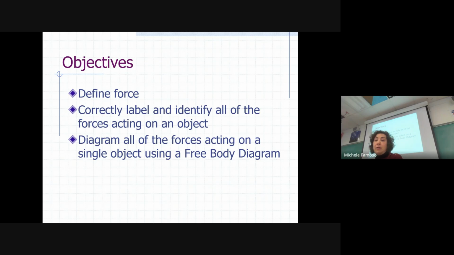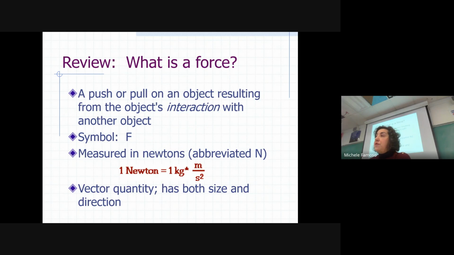So to review a force, remember forces are pushes and pulls that objects experience because of how they interact with other things around them. Every force will be symbolized with a capital F, and then we add a subscript after it to tell us what type of force it is. All the forces in the metric system are measured in newtons, not pounds. Pounds is the English system. A newton is the same thing as a kilogram times a meter per second squared, and they're vectors.